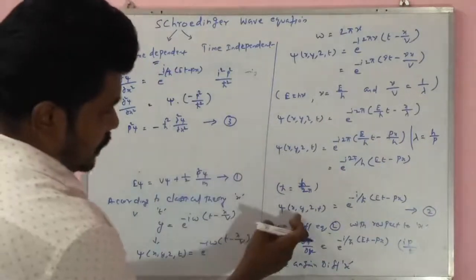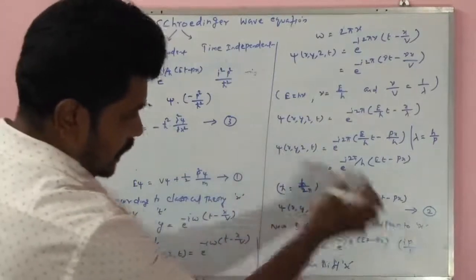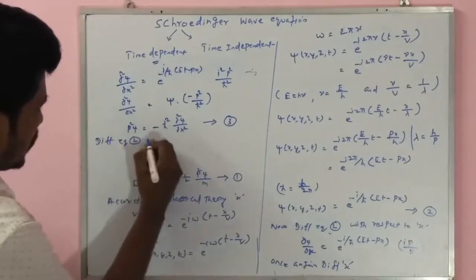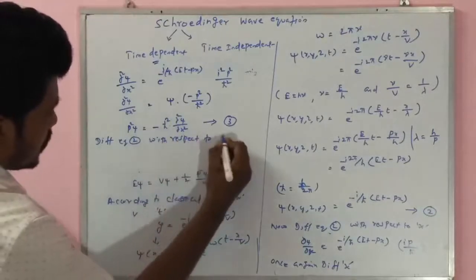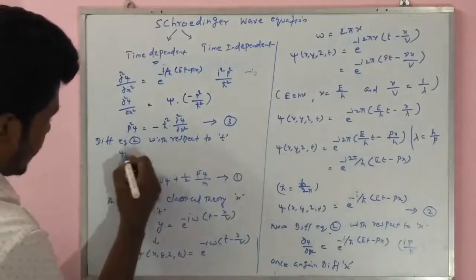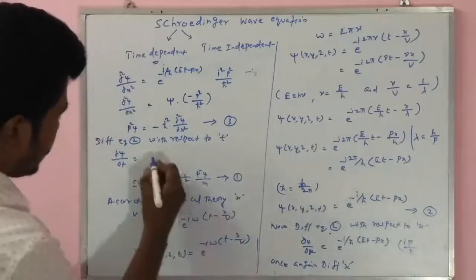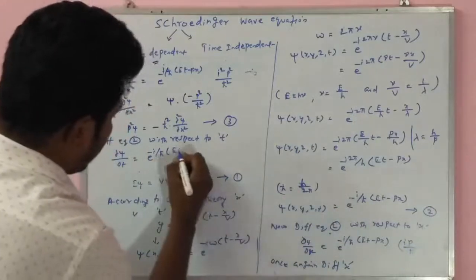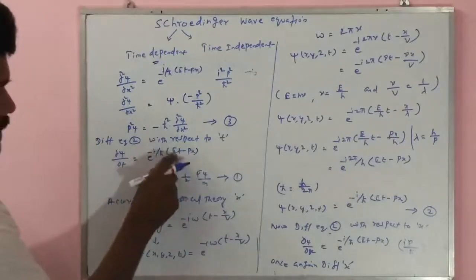Now differentiate equation number 2 again. So that means differentiate equation number 2 with respect to t. Differentiating, the value for ∂ψ/∂t is equal to e^(−i/ħ (Et − px)), and here Et is the t function's value.